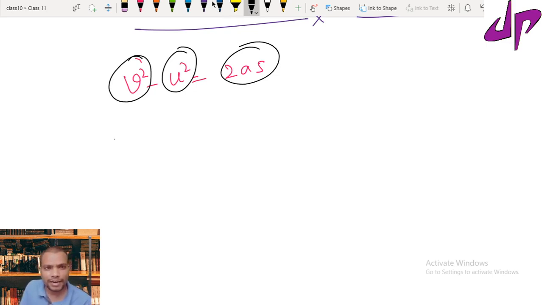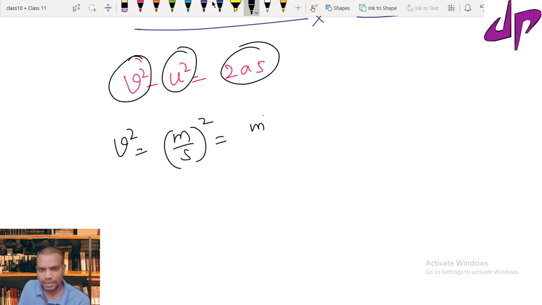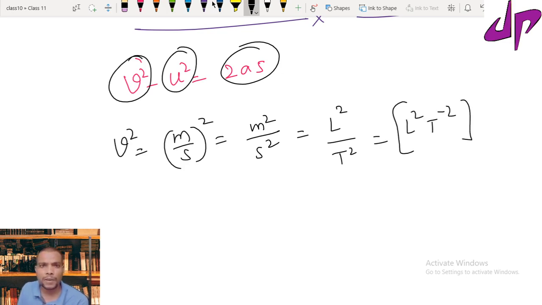Now the dimensions of v square: velocity is nothing but meter per second, and since there is a square, we need to square that. So I get meter square upon second square, and meter's dimensions are L square, upon T square, which is L square T power minus 2, the dimensional formula.